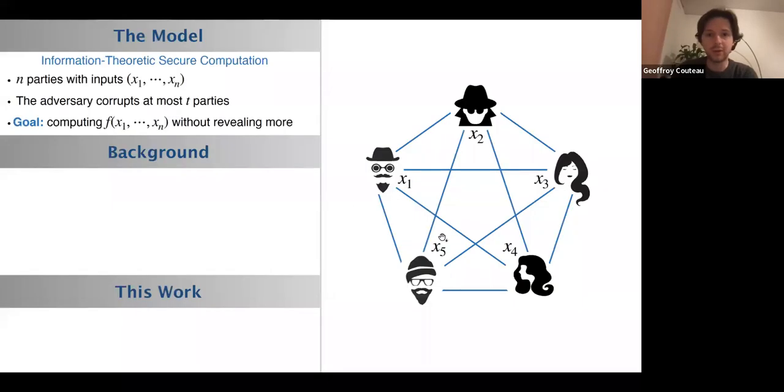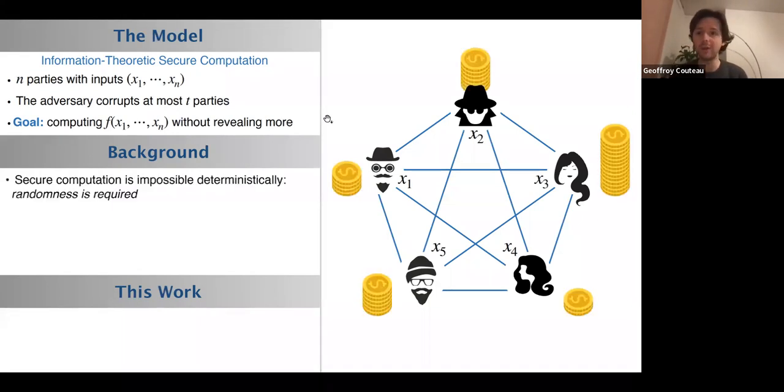parties with inputs x1 to xn. There is an adversary who corrupts at most t parties, where t is at most half of the parties, typically in this setting. And your goal is to compute some public function f without revealing anything more than the result of the function. Okay, so information theoretic computation has been well studied.